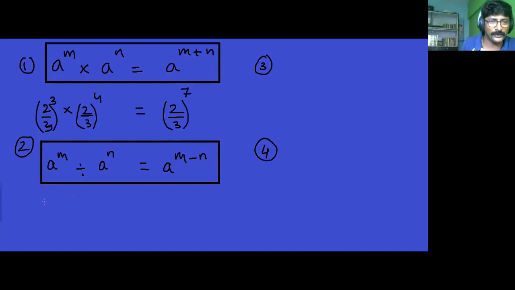Isn't it very, very simple? Look at this example. 2 by 3 raised to power 3 divided by 2 by 3 raised to the power 1. What is to be done? It will become 2 by 3 raised to power 3 minus 1. So the power will become 2. Are you getting it? It's really, really simple. 3 minus 1 will become 2.